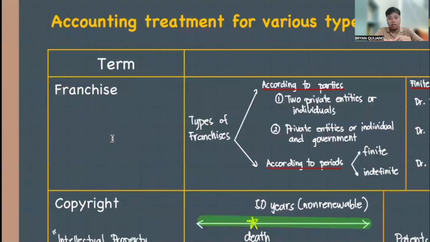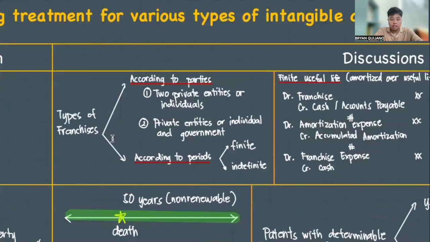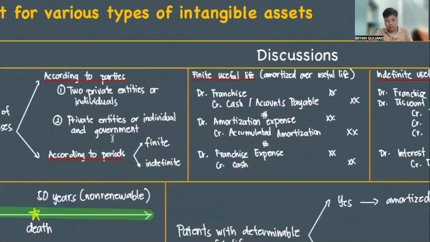Let us talk about the accounting treatment for franchises. There are 2 types of franchises. The first one is according to parties. Franchise can arise from 2 private entities or individuals, and it can arise from private entities or individuals with the government. The second one is according to periods. We have here finite franchises and indefinite franchises.